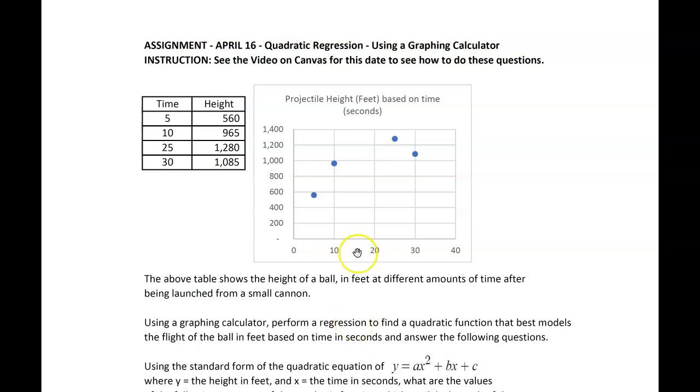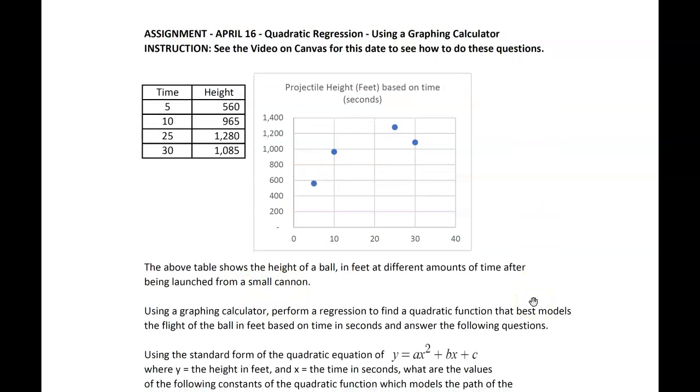But in summary, what we have is a situation where a rocket is launched, it goes up, we have 4 points that are given, and based upon those 4 points, we want to find an equation, a quadratic equation, because a quadratic equation we know goes up and then comes back down, as opposed to a linear, which just goes in a straight line forever. So in a situation where something goes up and then comes back down, a quadratic equation is a great one for modeling it.